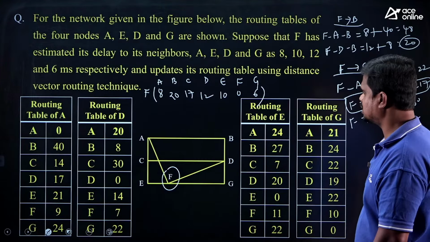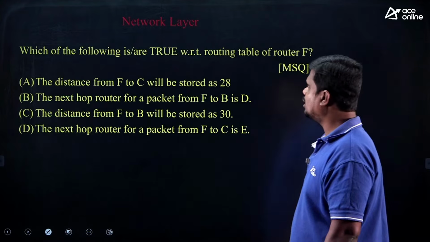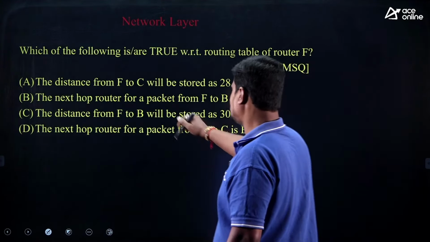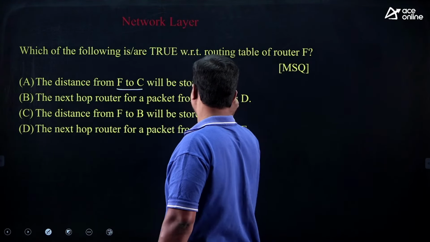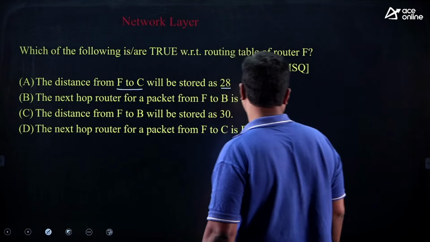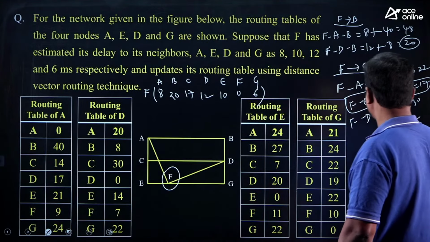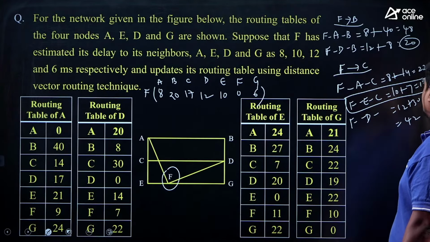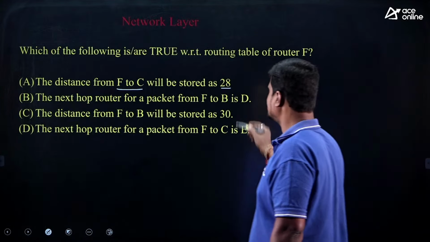Now look at the question statements. Which of the following is or are true with respect to the routing table of F? The distance from F to C is stored as 28. F to C, 28, is it correct? F to C is stored as 17 but not 28. So this is false.